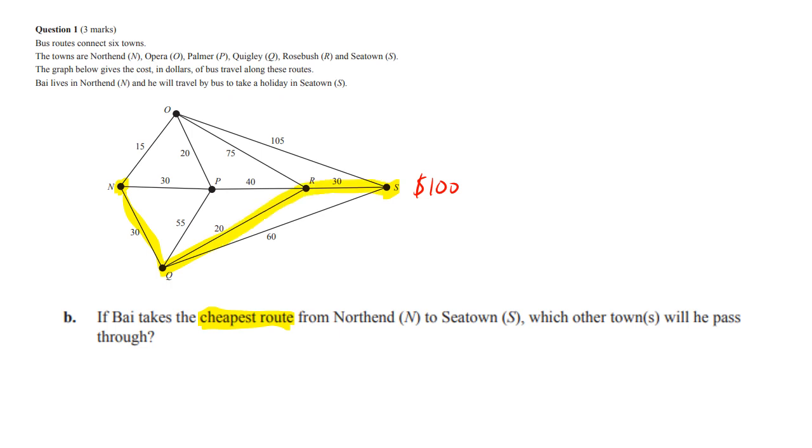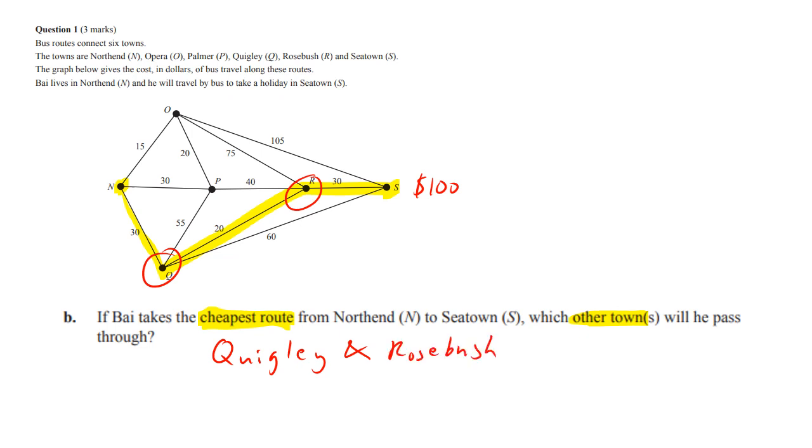All right. Just to finally check, if you think about it, this line here is 60, whereas this line is 20 and 30. So definitely looks like our best route, our cheapest route is going to be this to this to this. And if you actually read the question, fun fact, read the question, it says which other towns will you pass through? We've passed through Q and R, so the answer is Quigley and Rosebush.